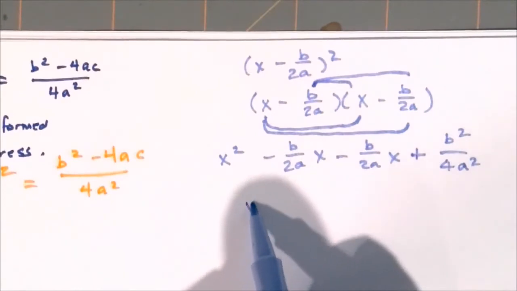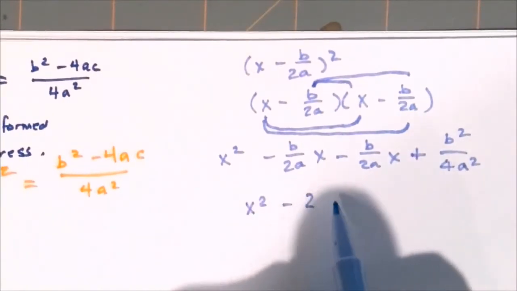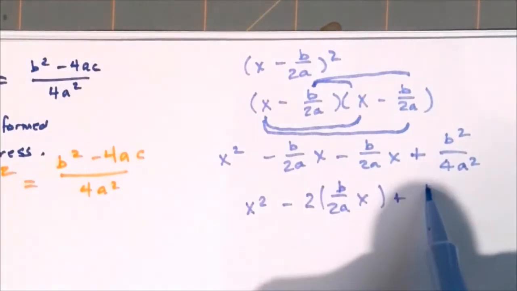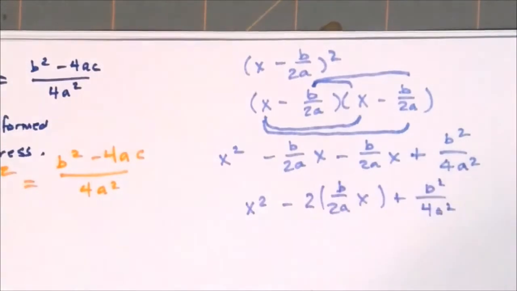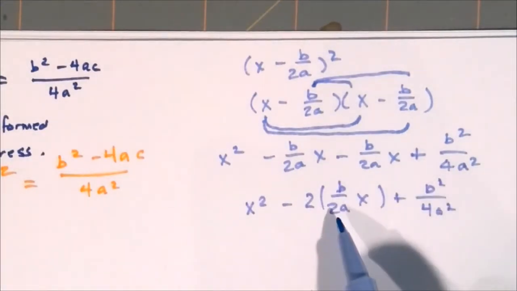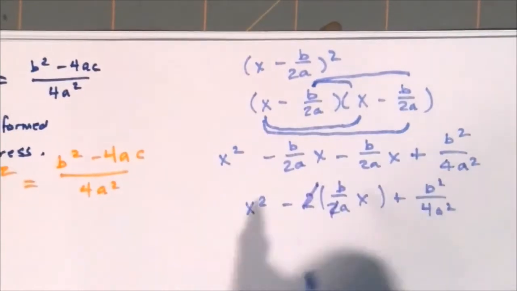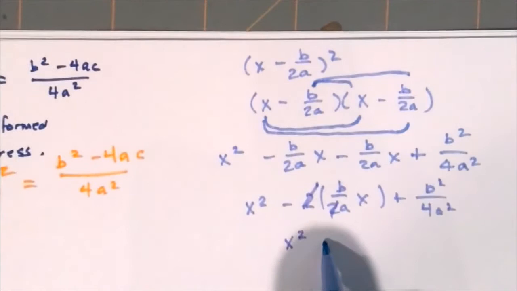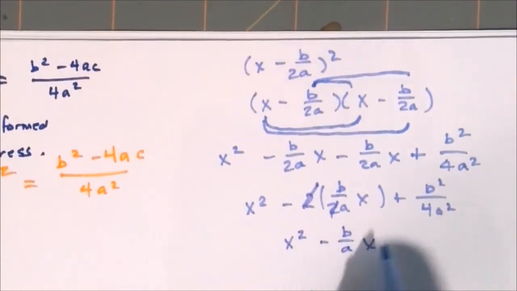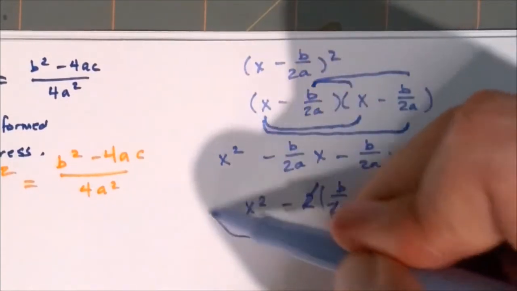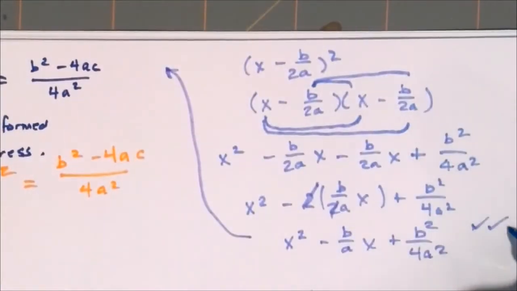So this gives me x squared minus 2b over 2a x plus b squared over 4a squared, right? And just so you know, a cow plus a cow is 2 cows. That's where that 2 came from. So this guy cancels this guy, and I get x squared minus b over a x plus b squared over 4a squared. So yes, that is true, right? True dat. It's been proven. It's been shown, right?